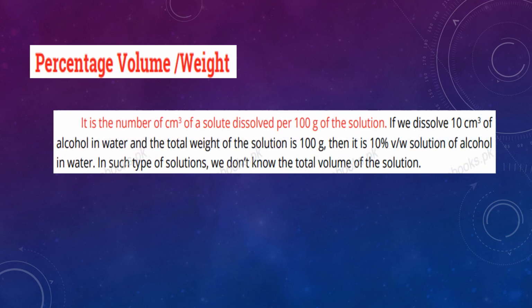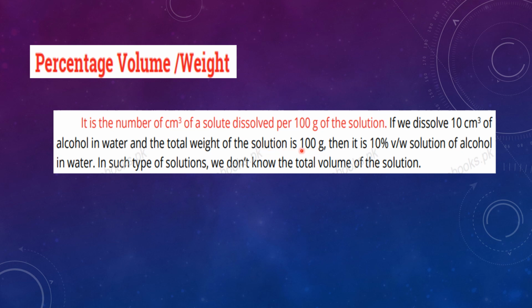Percent volume by weight means the number of cubic centimeters of the solute, so the solute is in the form of liquid, dissolved in 100 gram of the solution. For example, if we dissolve 10 cubic centimeter of alcohol in water and the total weight of the solution is 100 gram, it will be a 10% volume by weight solution. In such solutions, we don't know the total volume of the solution. As in the previous case with weight by volume, in the same way when we take volume by weight, the total weight of the solution will be 100 gram.